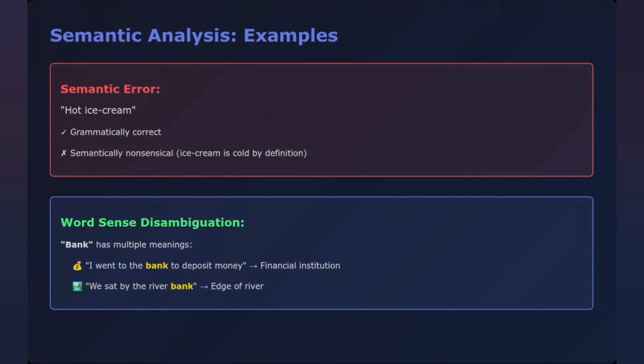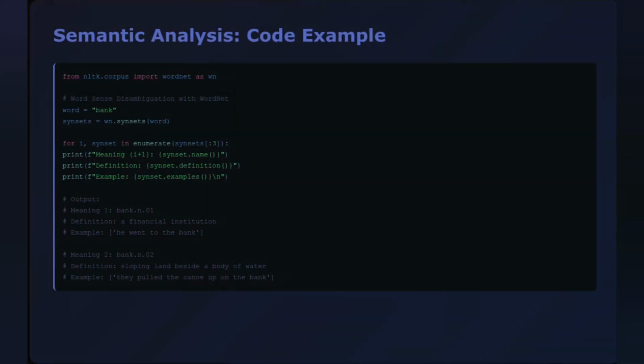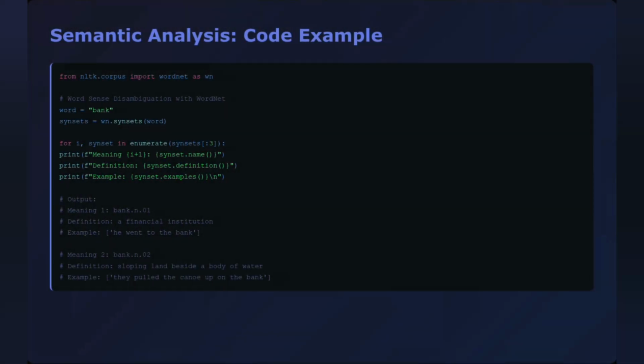Let's look at word sense disambiguation in code. I'm using the WordNet lexical database through NLTK. For the word bank, WordNet gives us multiple synonym sets. Each represents a different meaning. The first is about financial institutions, another about river edges, and so on. Semantic analysis algorithms would look at surrounding words to determine which synset applies. Words like money, account, deposit would trigger the financial meaning. This is crucial for search engines, question answering systems, and any AI that needs to truly understand what text means, not just what words it contains.